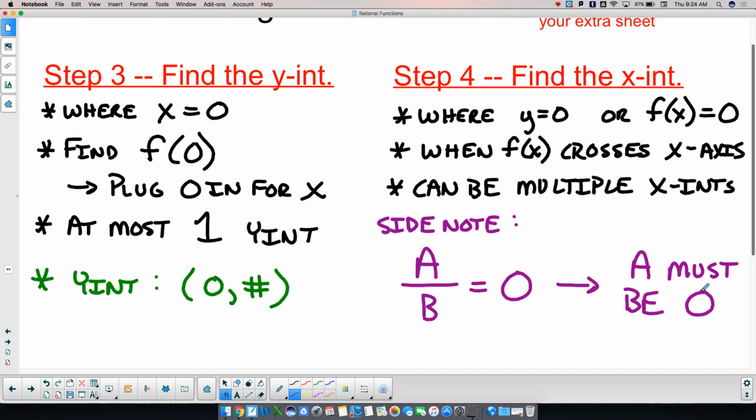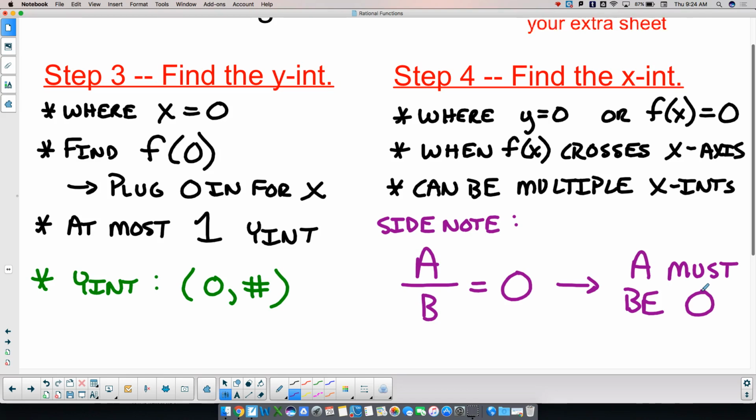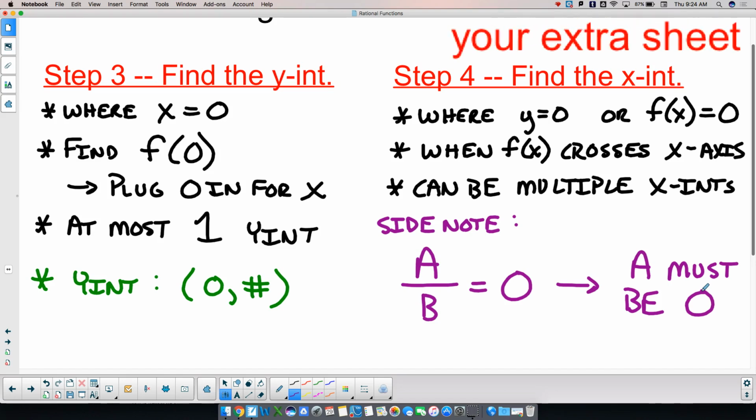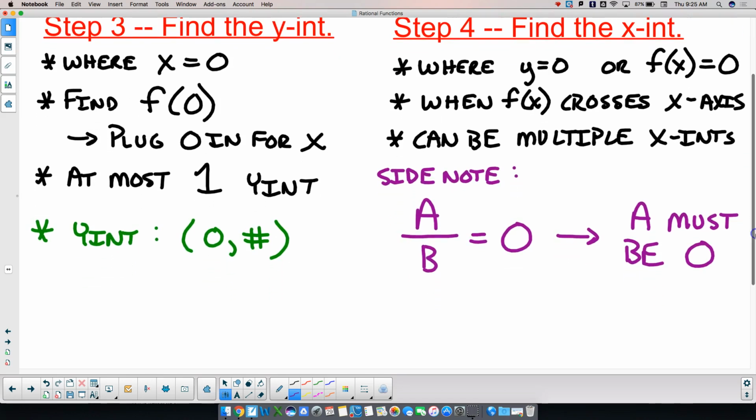If I multiply by what's on the bottom, I would get this, right? What's that whole right side? Instead of doing that, what can I just do? Set the numerator equal to 0. So we find the x-intercepts by setting the numerator equal to 0.